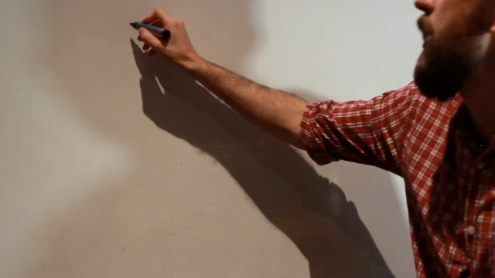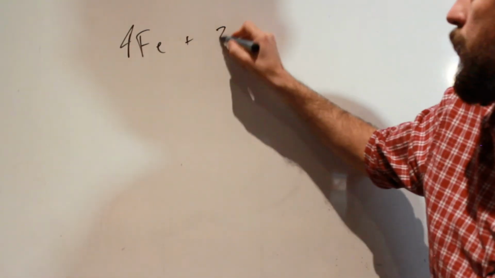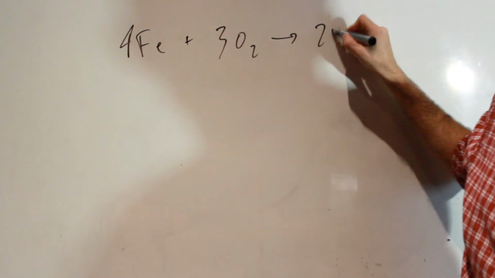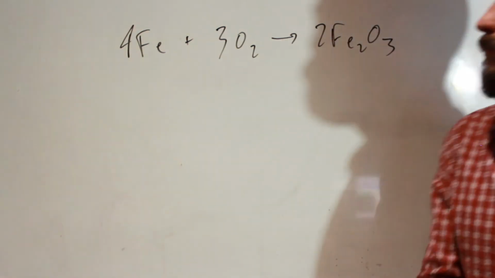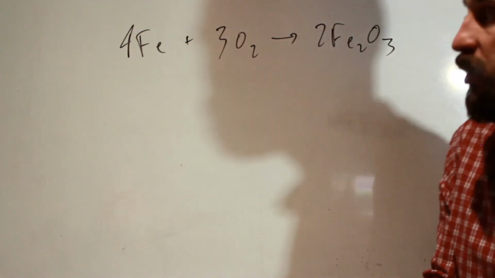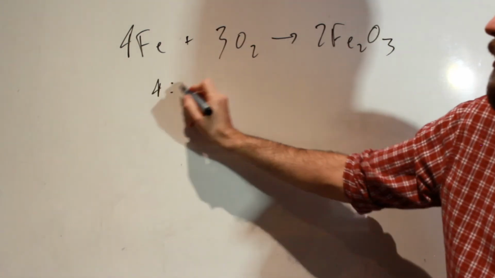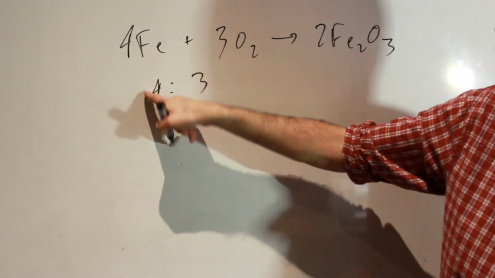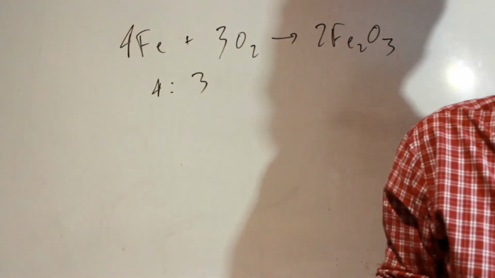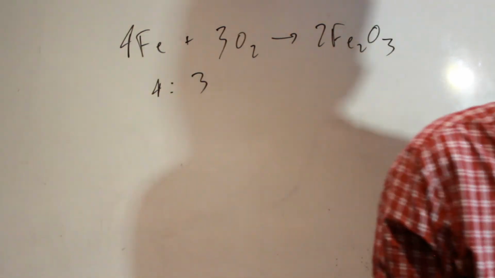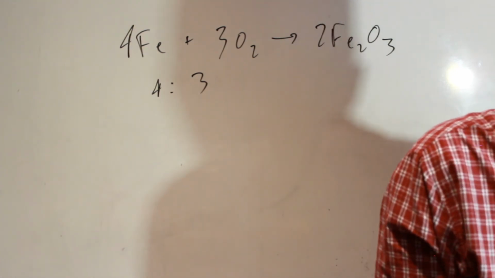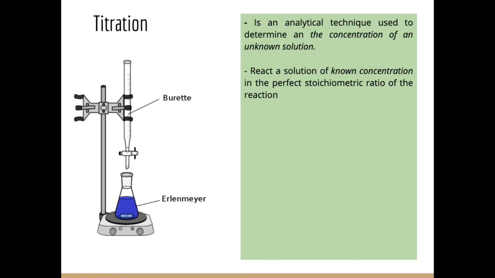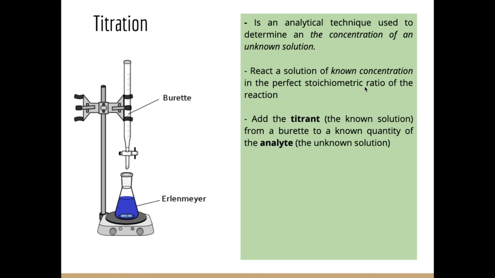Let's think of the example before where we had 4Fe plus 3O2 goes to 2Fe2O3. So the perfect stoichiometric ratio of these two reactants is 4 to 3. So we put 4 molar equivalents of that for every 3 molar equivalents of that. That's the perfect stoichiometric ratio in this instance. So that's what a titration does, only it does it with 2 solutions. The perfect stoichiometric ratio to make that reaction exactly react, so there's no reactants left, there's only product.